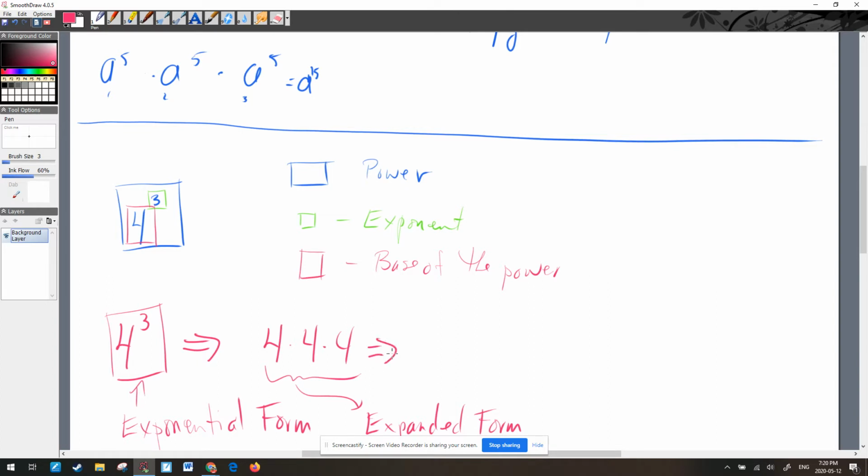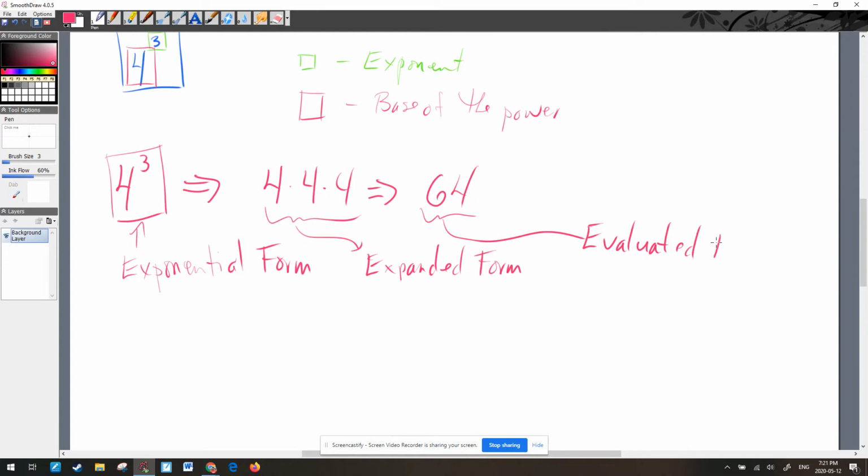And then we could take that and we could actually simplify that. We could figure out what that was. We could either do that in our head or we could get our calculator, we could do whatever. 4 times 4 is 16, times 4 is 64. So 64. So this one here is called the evaluated form, because we've actually evaluated what it is. So that's the evaluated form. Some people might say simplified, but we have to be careful. Simplified is not as good a description as saying it is the evaluated form.